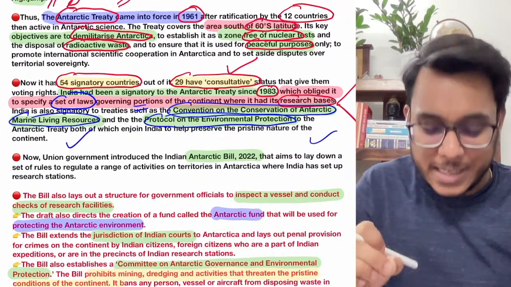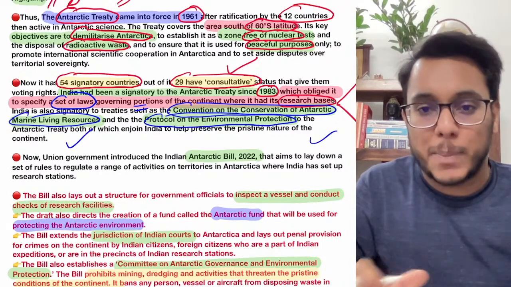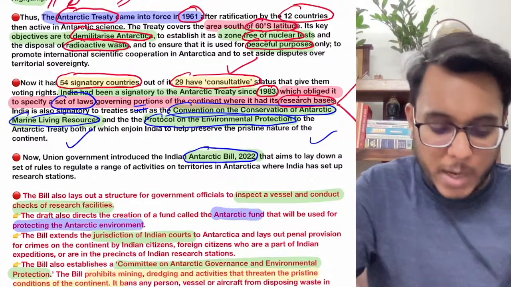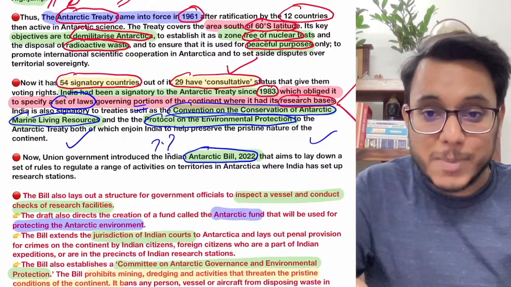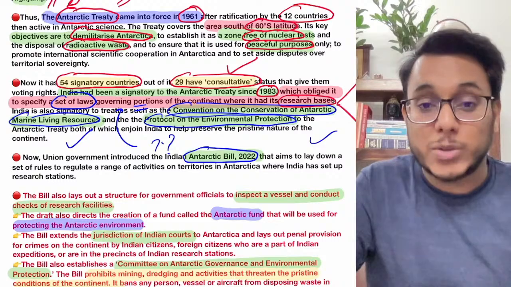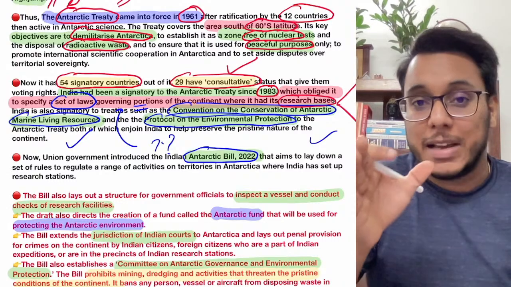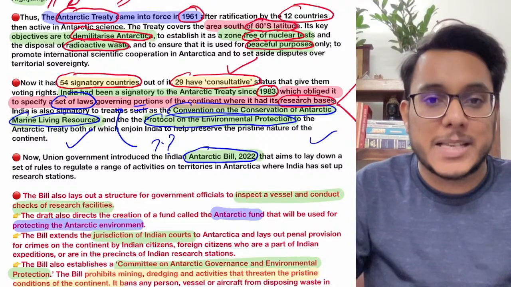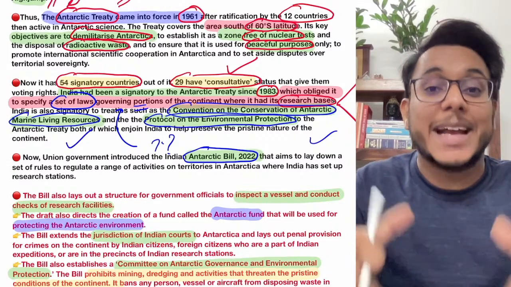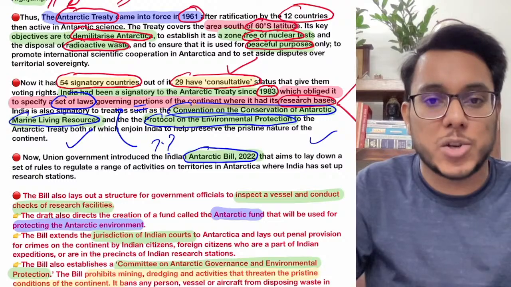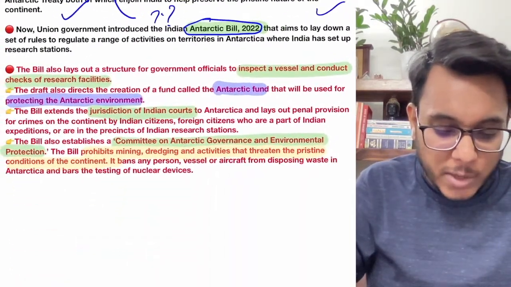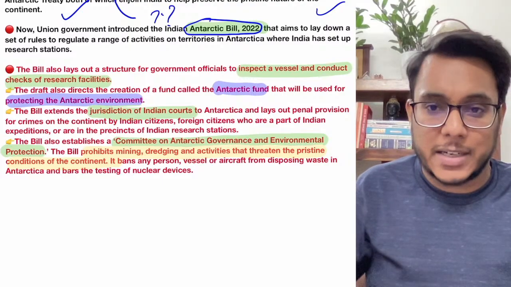Now guys, coming to the present topic, that is the Antarctic Bill 2022. Why has this particular bill been brought now? This bill has been brought in so that we can govern our research bases as well as the territories on which our research bases have been established, because we can do that as per the provisions of the Antarctic Treaty that we have signed. Now what are the provisions of this bill? One by one we will understand it.